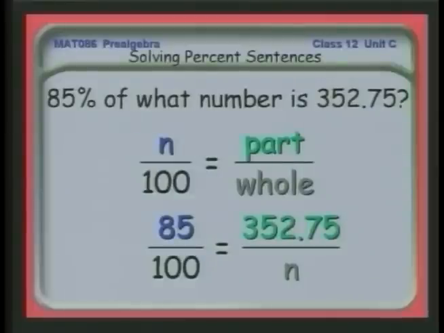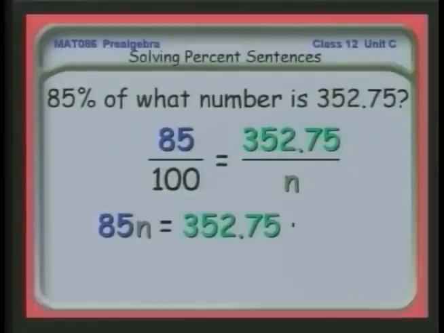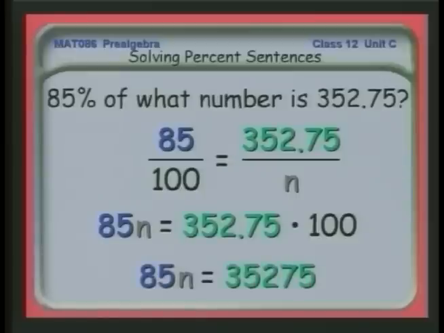We have an equation here. We have a proportion. What do we do? We'll cross multiply. 85 times n is equal to 352.75 times 100. Working on that, I get 85n is equal to 35,275.